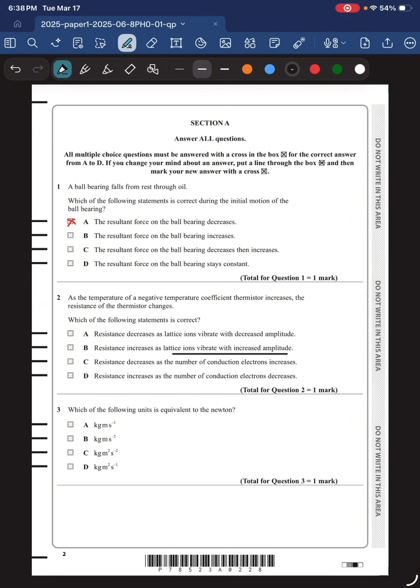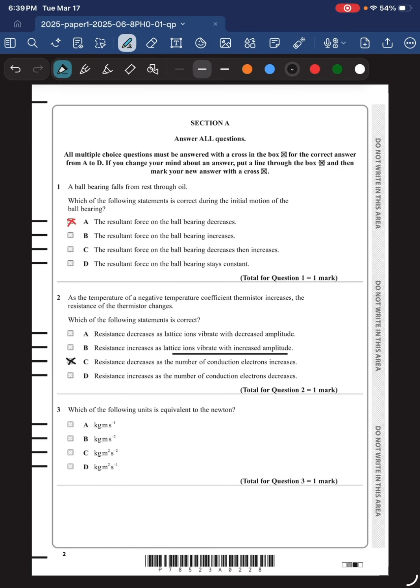Okay, so B feels kind of correct, but the resistance of a negative temperature coefficient thermistor decreases as we increase the temperature. So C is the correct answer because it says resistance decreases as the number of conduction electrons increases. Okay, so that's the correct answer. B could have been correct for maybe a filament lamp or something like that.